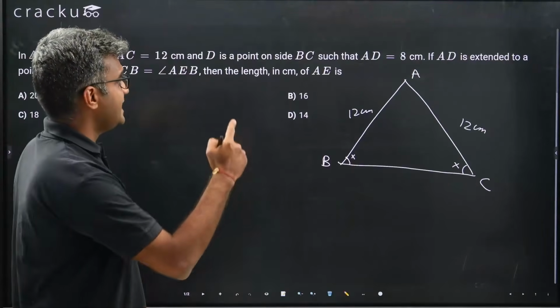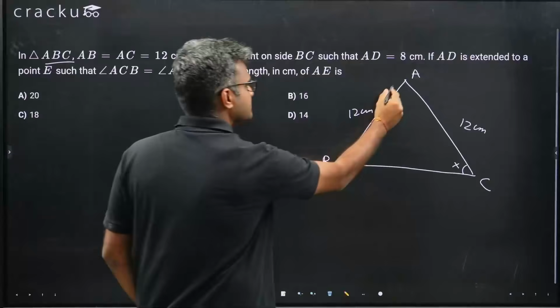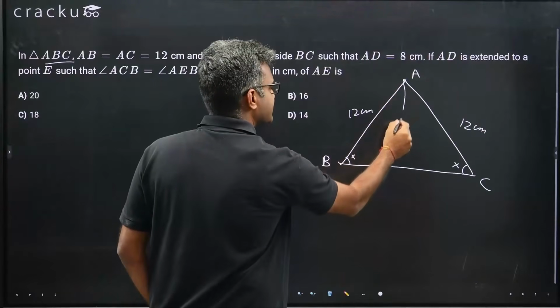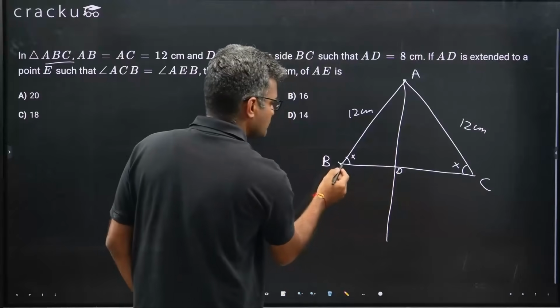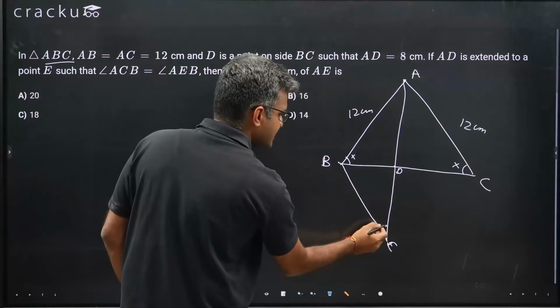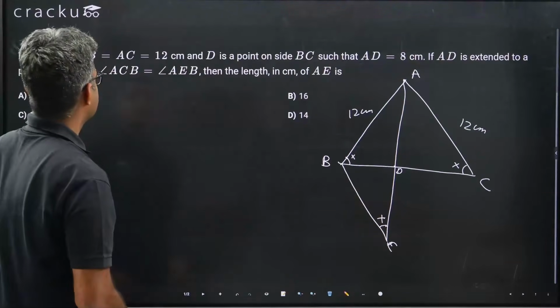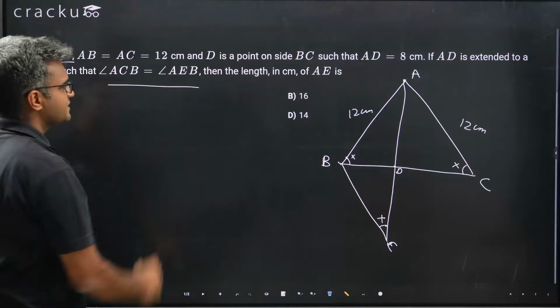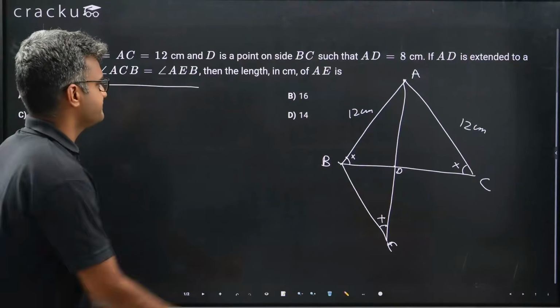Now, there is a line AD where D is on BC. So this is being extended like this. This is point D to point E. This is E, such that AEB is also equal to x, because we are told that AEB will be equal to ACB, and we assume that ACB is equal to x. We are asked to calculate the length of A.